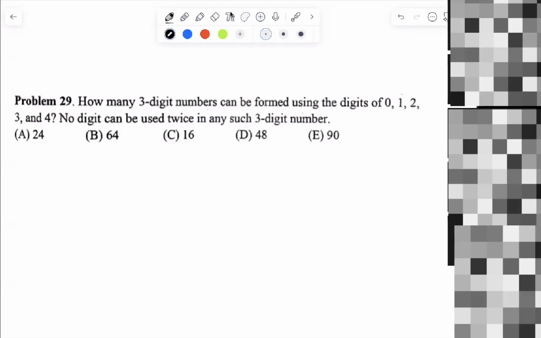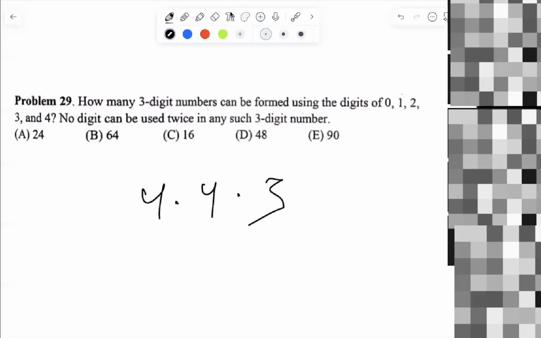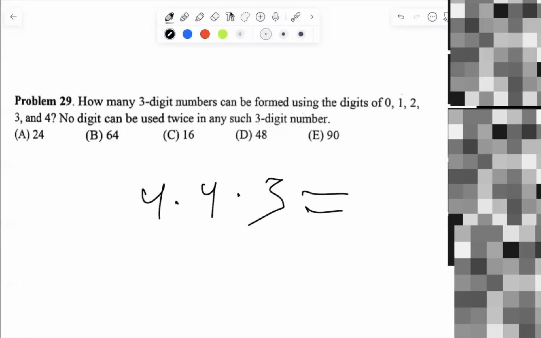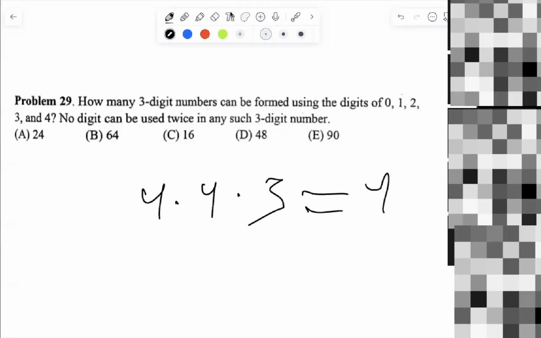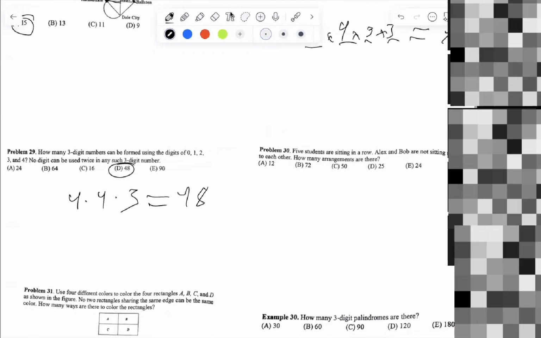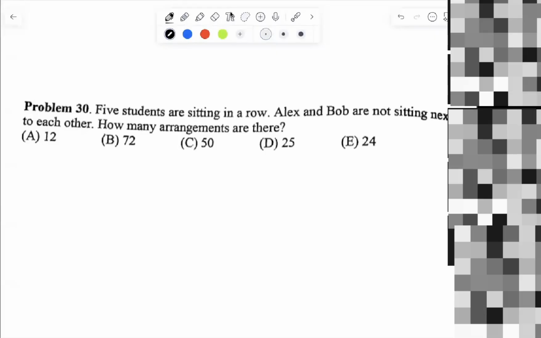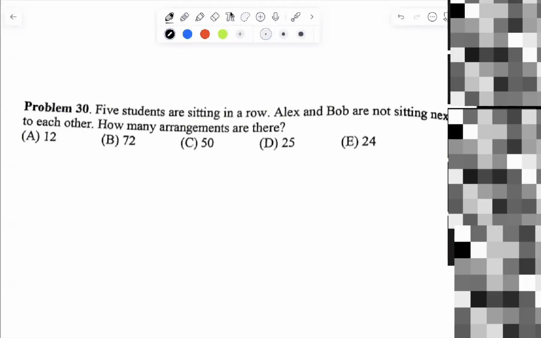So from there, there are four choices for the first digit, four choices for the second, and three choices for the third, which gives you a total of 16 times 3, or 48, or D. Alright, now let's move on to problem 30. Five students are sitting in a row. Alex and Bob are not sitting next to each other. How many arrangements are there?